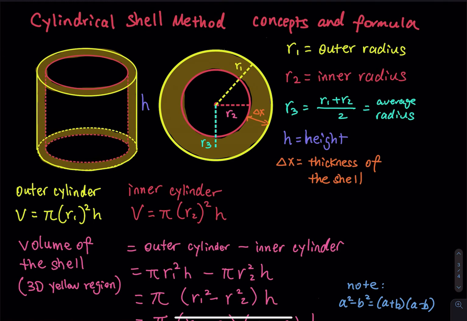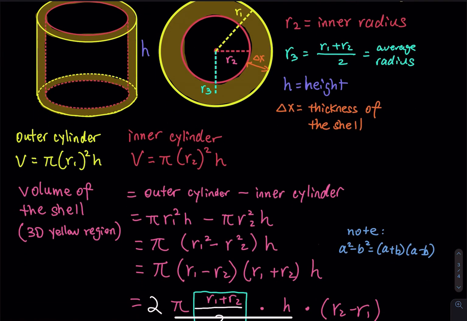So how do we do it? We use pi r1 squared. The r1, the subscript 1, stands for the outer radius. The subscript r2 represents the radius of the inner cylinder. And then we have to square the radius. So pi r1 squared h minus pi r2 squared h.